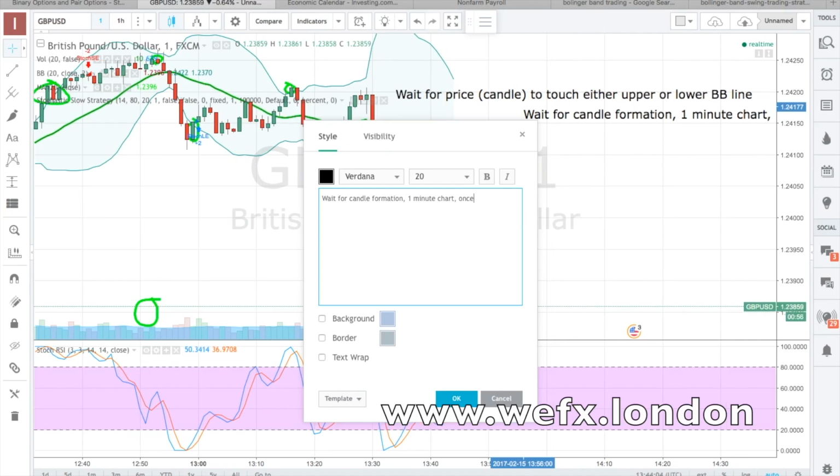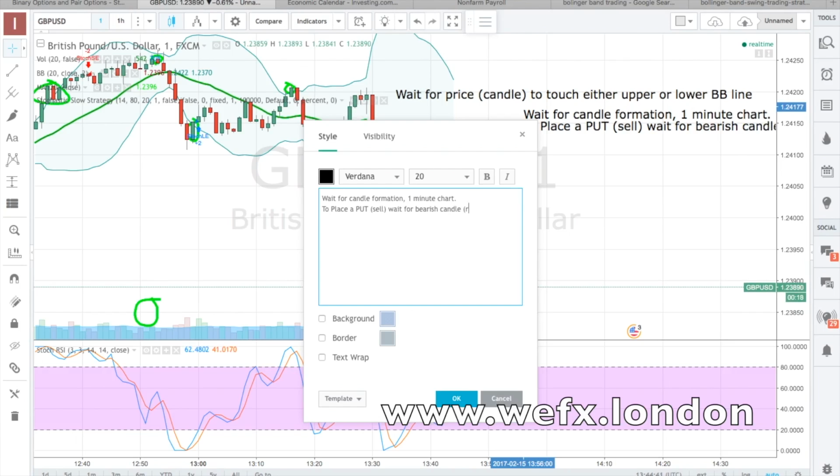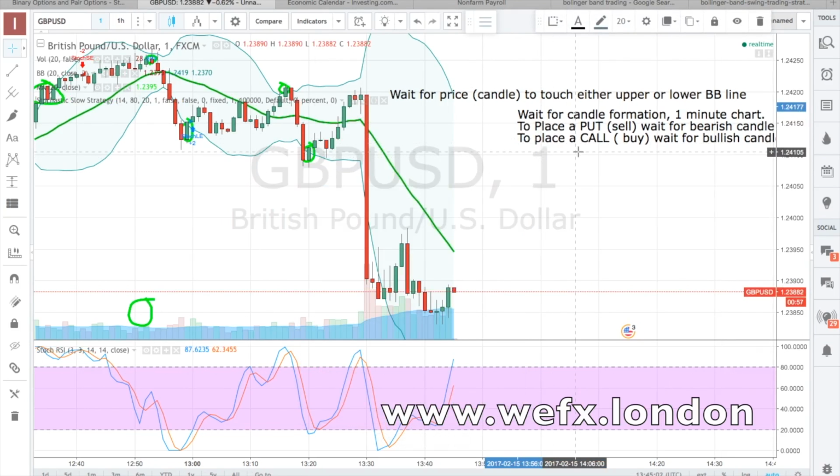Once, say, to short it, which is also known as sell, and to put. So shorting is in Forex, not binary. So I'm just going to change that. I'm so used to saying shorting now. To place a put, which is to sell. Okay, so put means down, call means buy. To place a put, sell, wait for a bearish candle. That'd be a red candle, okay? To place a call, wait for a green candle. Okay, so now we know these are the steps we have to take.